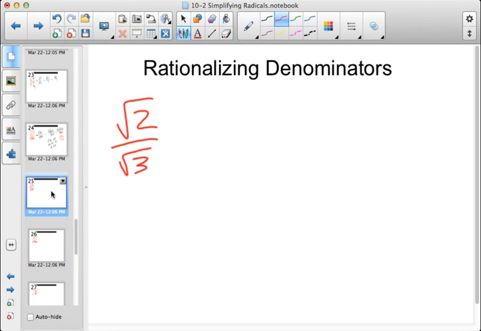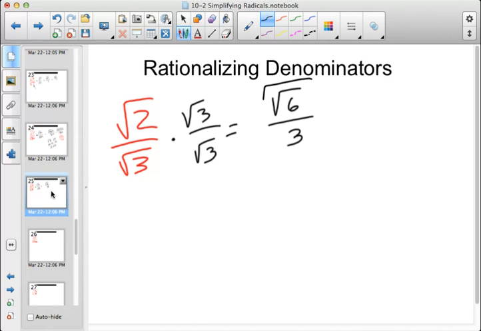Square root of 2 over square root of 3. Again, the rationalization portion of this just has us multiply by the square root of 3 on top and bottom. And that gets us square root of 6 over the number 3. Square root of 6 does not have any perfect square factors, so we're good to go. That's our answer.